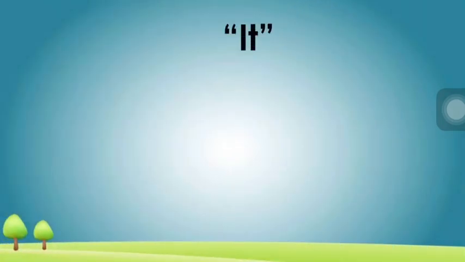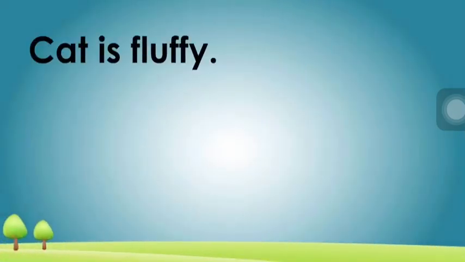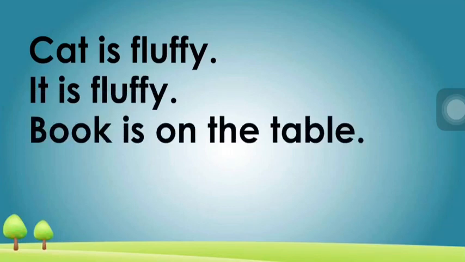Another pronoun, it. When to use it? It is a pronoun for an animal, plants and objects only. I'll repeat again. It is a pronoun used for animal, plants and objects only. Have a look at some of the examples. Cat is fluffy. Now, cat is an animal. So what pronoun will I use here? It is fluffy. It is a pronoun.